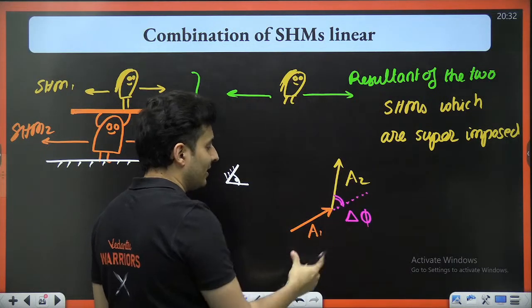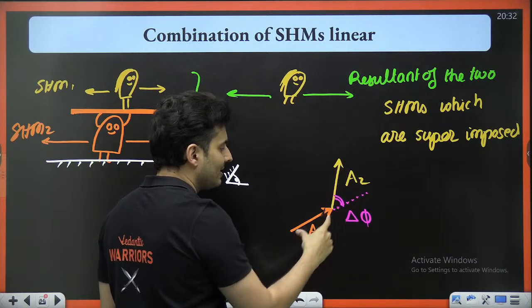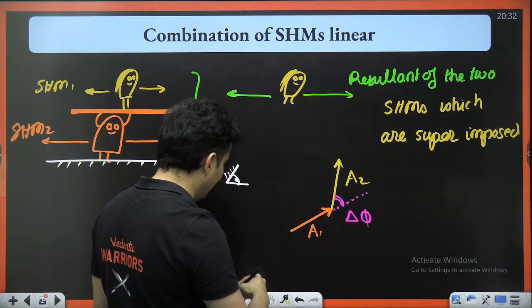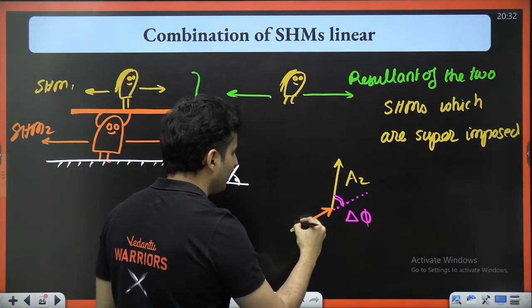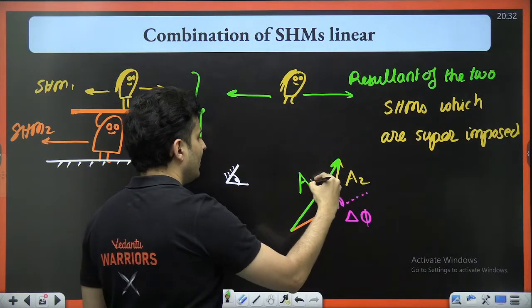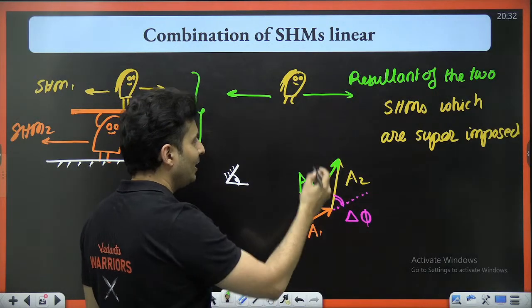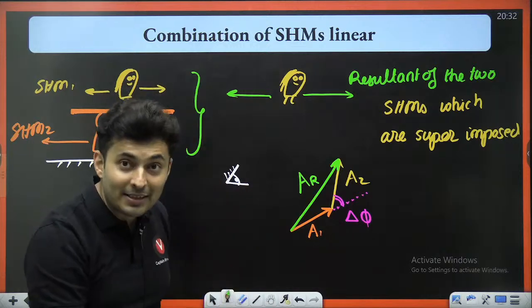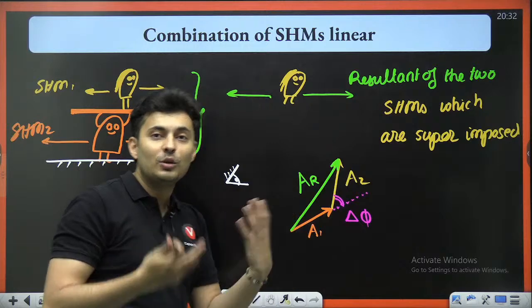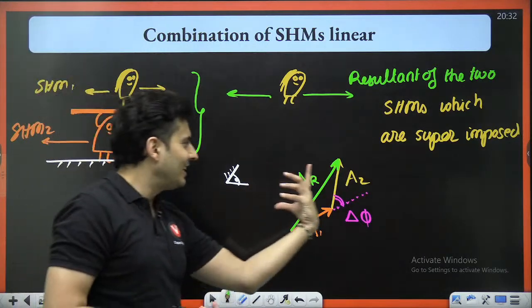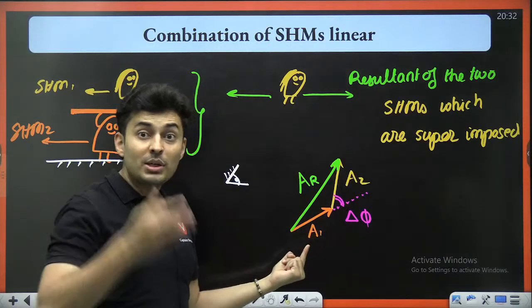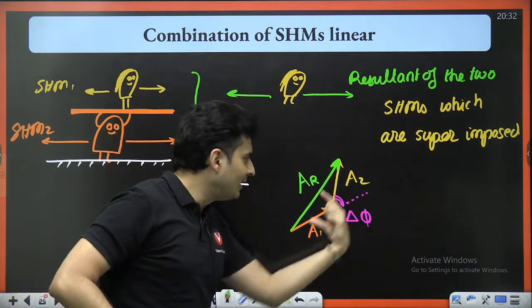Treat them like vectors and see how I have arranged them one vector after the other. I am trying to use triangle law and I will just draw the missing side. That's it. That is the resultant phasor. So the resultant phasor is vector addition of the individual phasors. The resultant motion can be represented by a resultant phasor, which is vector addition of individual phasors.